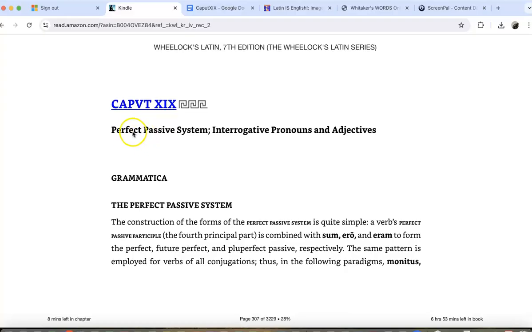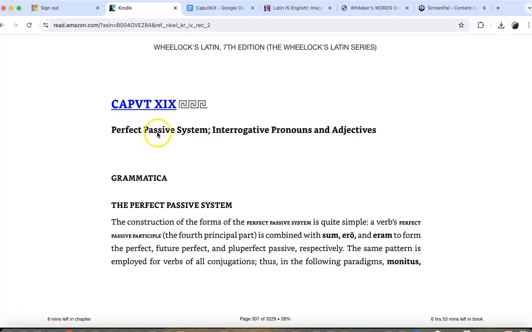I apologize for my commentary today. I'm suffering from a bit of a head cold. Today our topics grammatically are perfect passive system, interrogative pronouns, and adjectives.